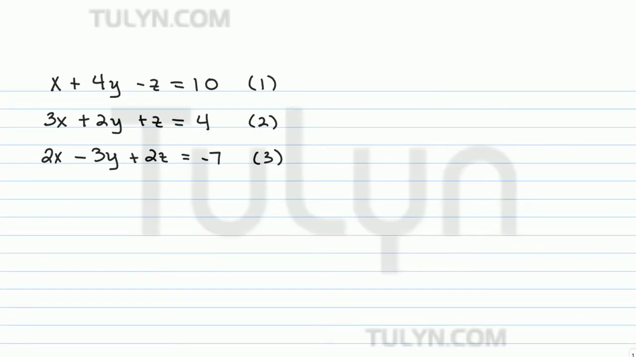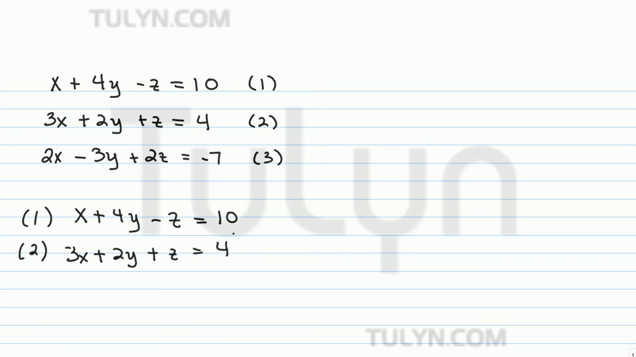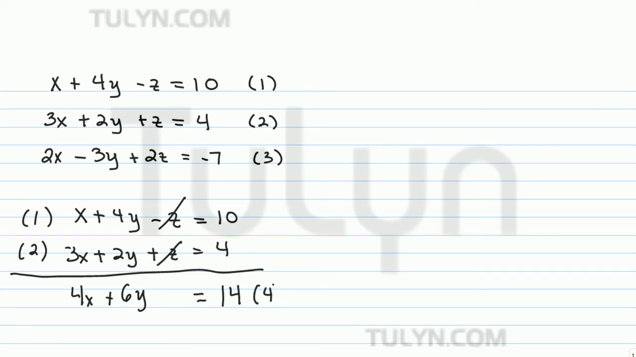So I'm going to first add equations 1 and 2. So the x plus 4y minus z is equal to 10 is equation 1, and then 3x plus 2y plus z is equal to 4. That's equation 2. Now adding these two together, we get 4x plus 6y. The z's cancel out, and that's all equal to 14. Now let's label this equation 4 so that we don't get confused.